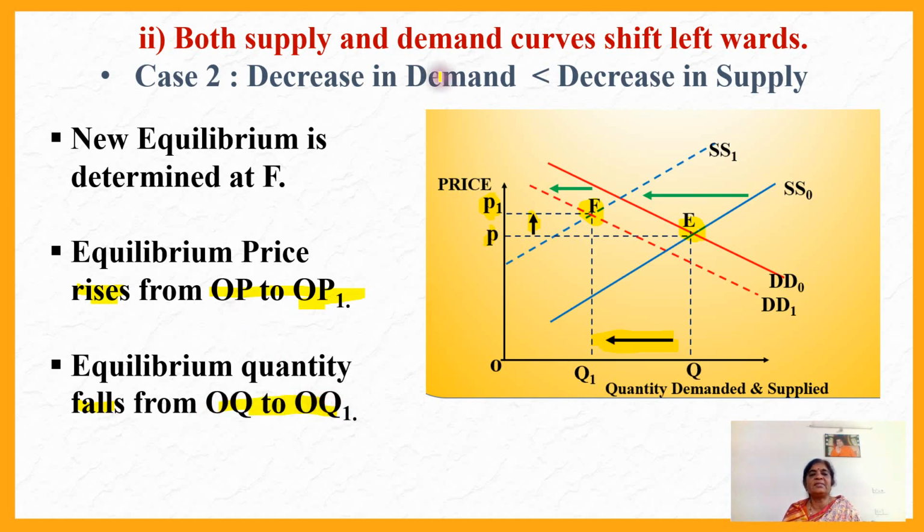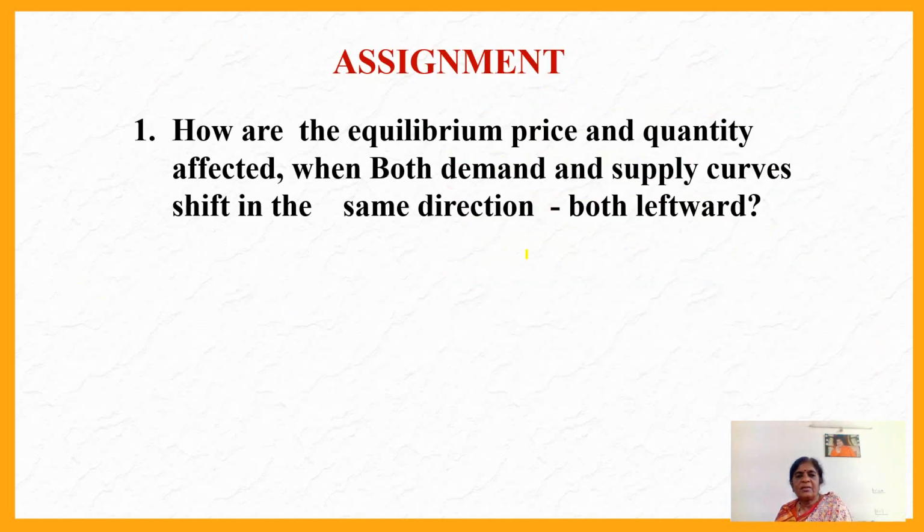That is the reason we say price is indeterminate or ambiguous, because we can't definitely say whether price increases, decreases or remains unchanged. It is based on the cases. They depend on the magnitude of the shift. In this case, when the decrease in demand is less than the decrease in supply, price increases.